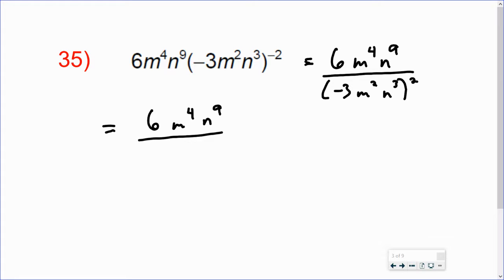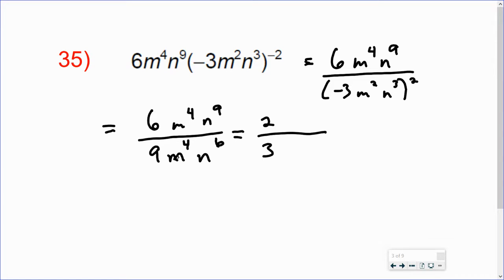And now let's get rid of those parentheses. So I want to square everything. Negative 3 squared is 9. N to the second power is n to the fourth. And m to the third to the second power is m to the sixth. Reduce the numbers just like before. That's 2/3.